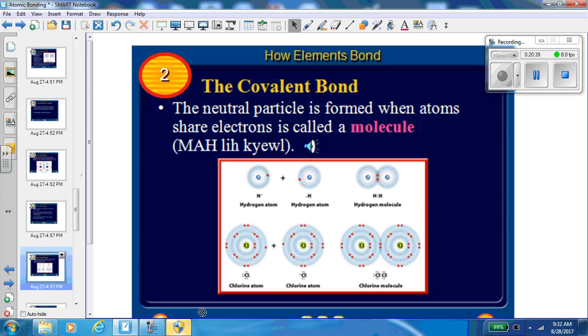And you can kind of see some examples here. You've got 2 hydrogen atoms that come together and they're sharing those 2 electrons. And then you have 2 chlorine atoms that come together and then they're sharing some electrons as well.